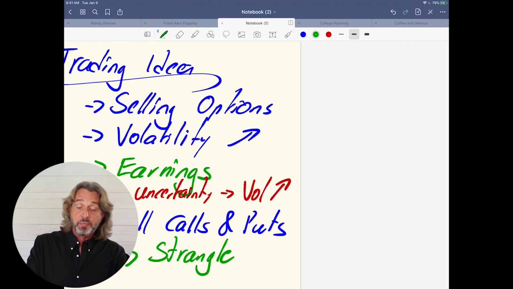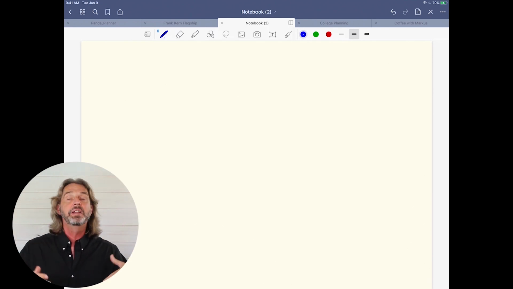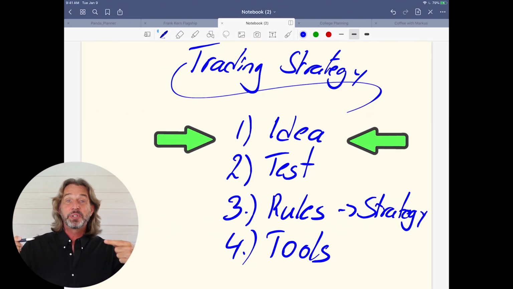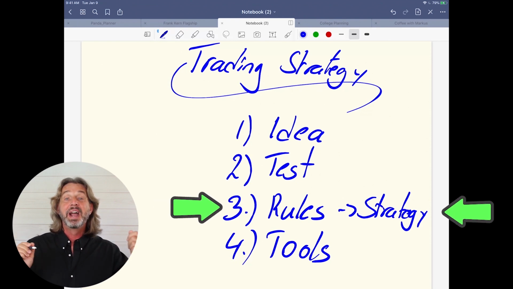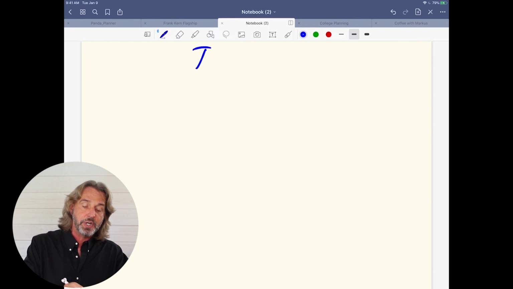Why? Let's just continue this trading idea that you have a little bit of a background, and then we jump onto my trading platform and I show you what I've already been doing and what I'm planning to do going forward. How I go from, as we see here, idea to test to rules that we have a really specific strategy, and then how I develop the tools. Let's go back to the trading idea.